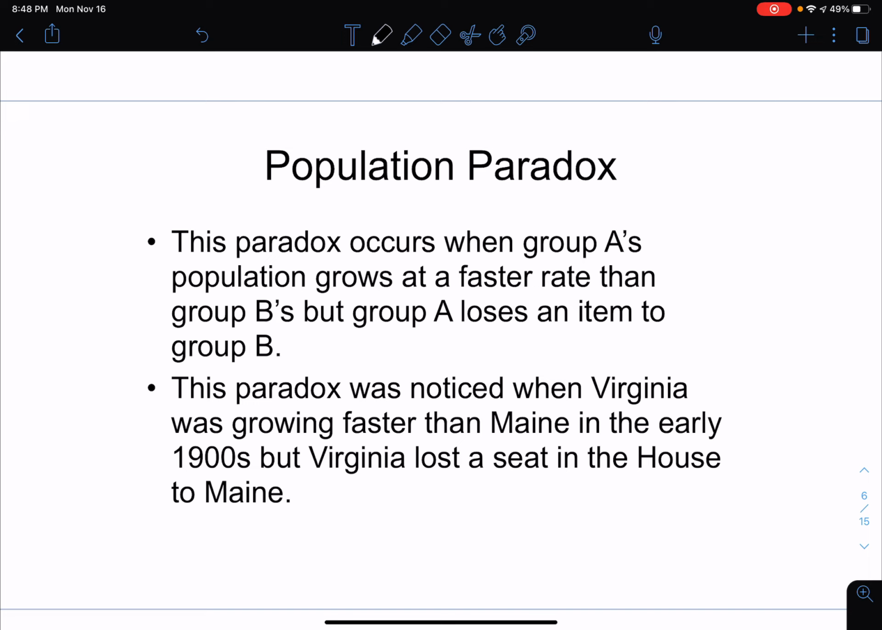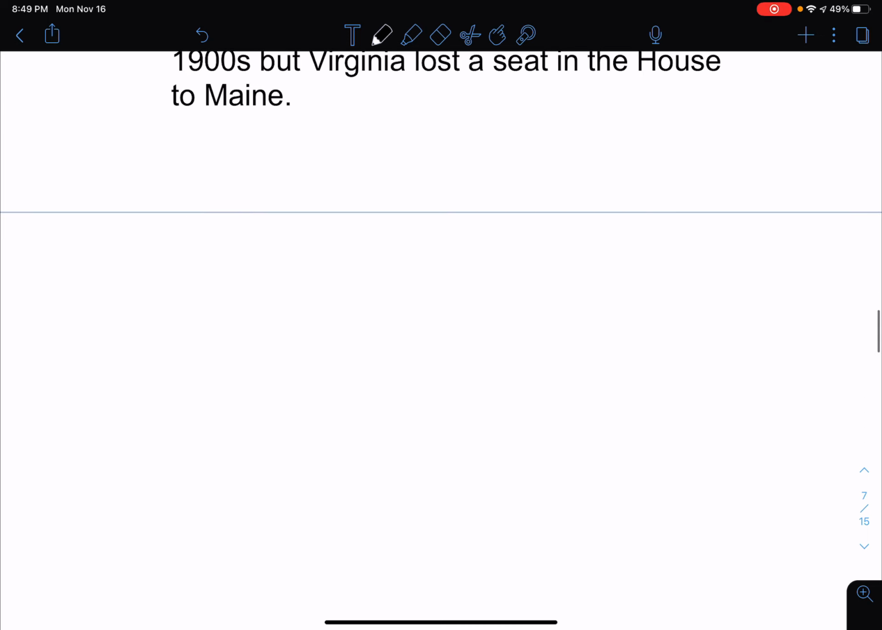I mean, Florida is the one growing at a faster rate. Makes no sense. So this actually happened, when Virginia was growing faster than Maine in the early 1900s, but somehow Virginia lost a seat in the House to Maine. All right, so let's look at our own example. It's not Virginia and Maine, it's just some other made-up example from a textbook I have, A Mathematical View of Our World.